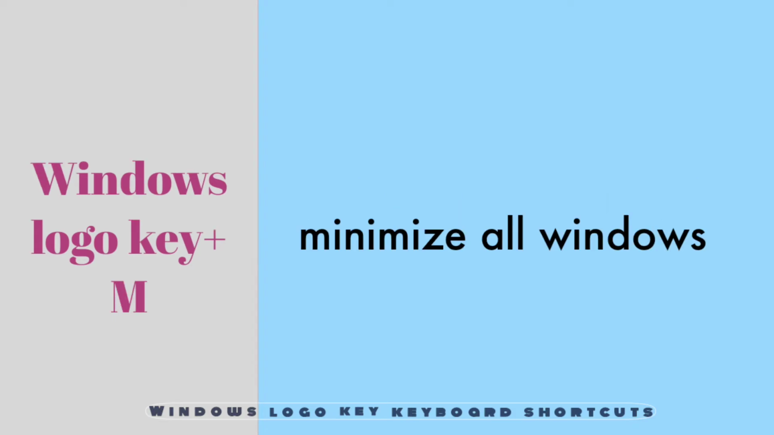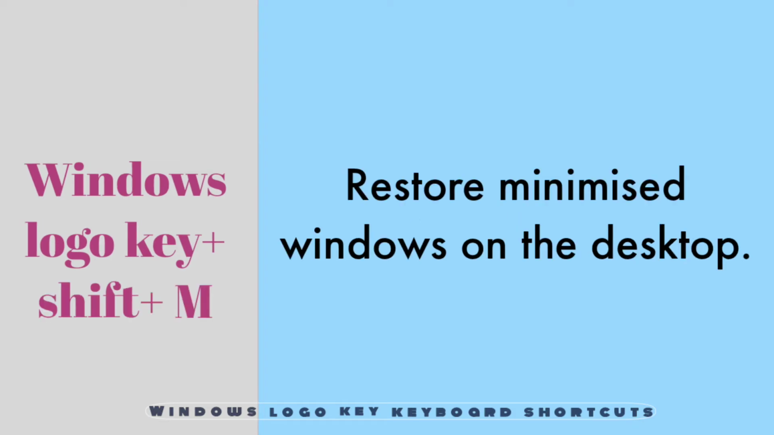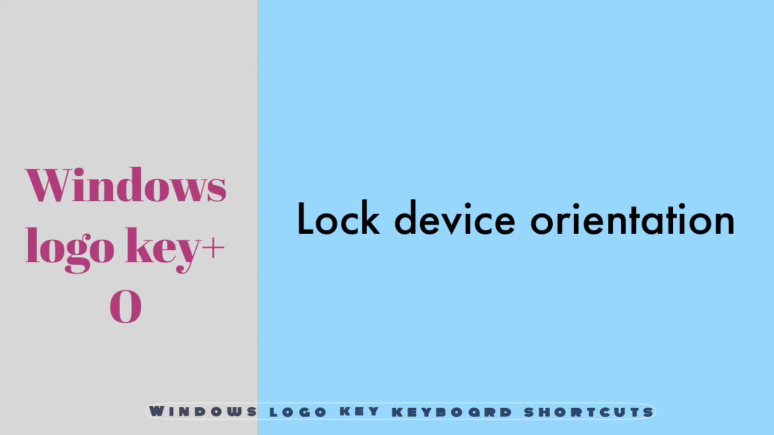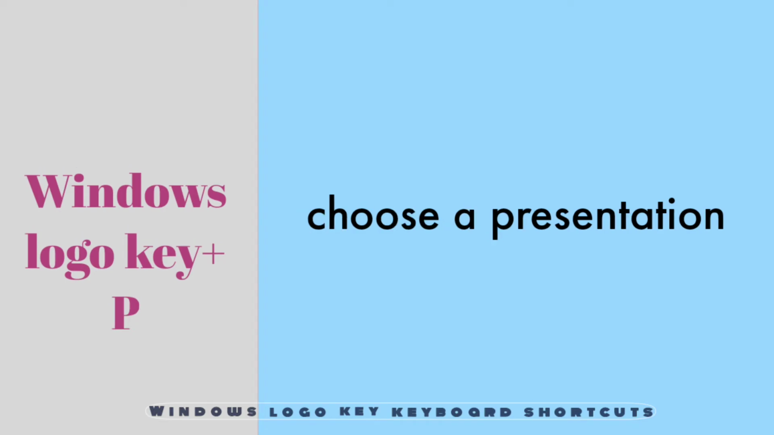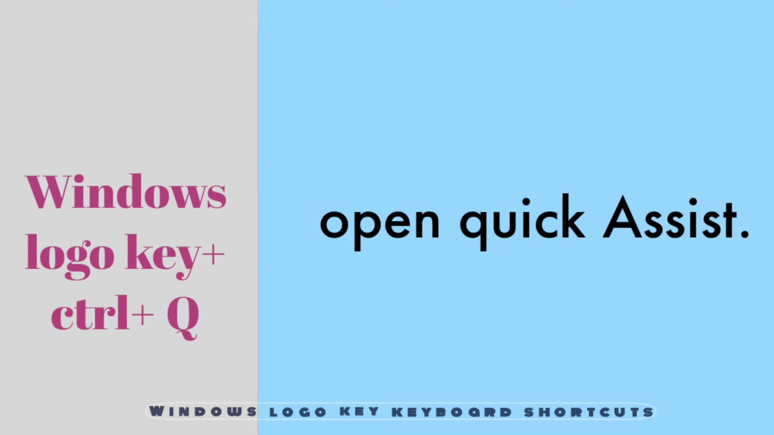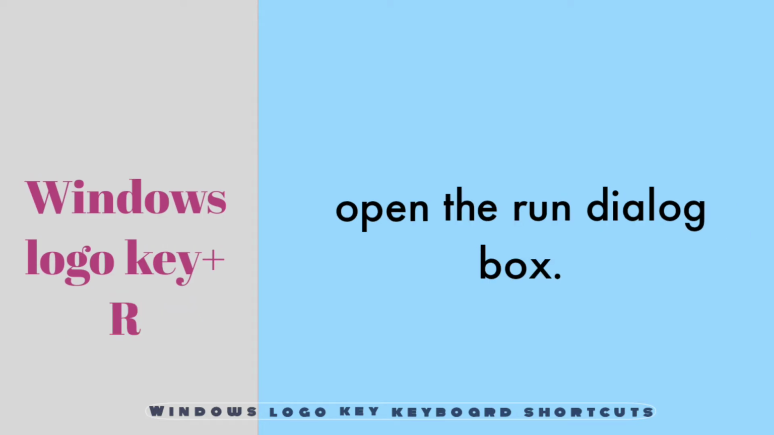Windows logo key with M minimizes all windows. Windows logo key with Shift and M restores minimized windows on the desktop. Windows logo key with O locks device orientation. Windows logo key with P chooses a presentation display mode. Windows logo key with Control and Q opens Quick Assist.